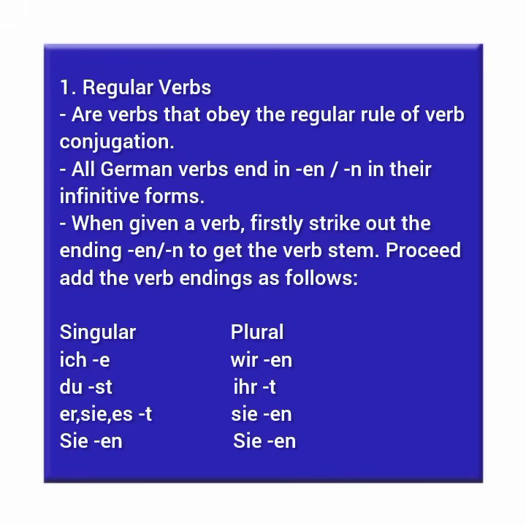From the regular rule, when given a verb, kindly take very keen note of this. Firstly, strike out the ending en or n to get the verb stem. Whenever you are given a verb to conjugate, the first thing you need to do is remove its ending en or n to remain with the verb stem. And then proceed to add the verb endings as follows. After having the verb stem, you will now use this table.